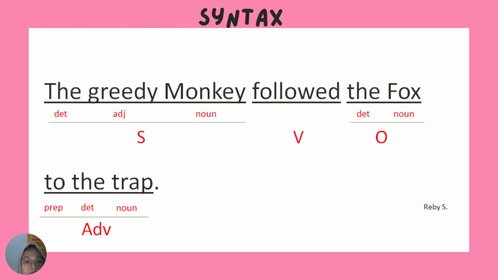Next. The greedy monkey followed the fox to the trap. The greedy monkey, because this is the verb, so the greedy monkey should be subject. And this is a noun phrase that consists of the as determinant, greedy as adjective, and monkey as noun. Followed verb, the determinant, the fox is the object, consists of noun phrase, the determinant, fox noun. To the trap, this is the adverb of place, consists of preposition, determinant, and noun.